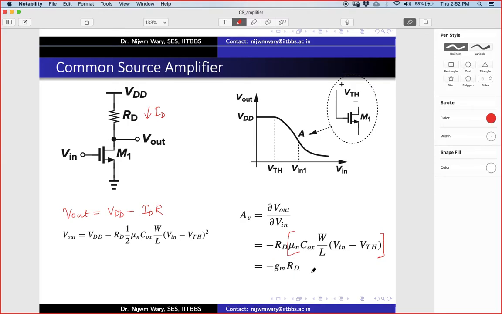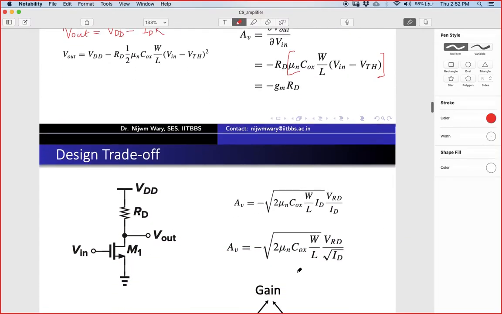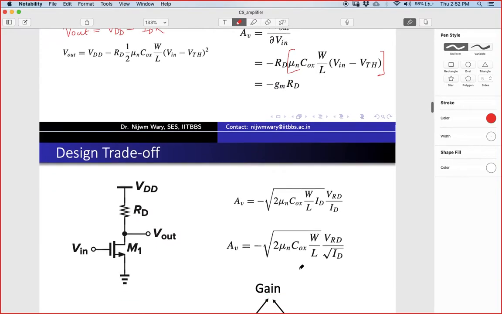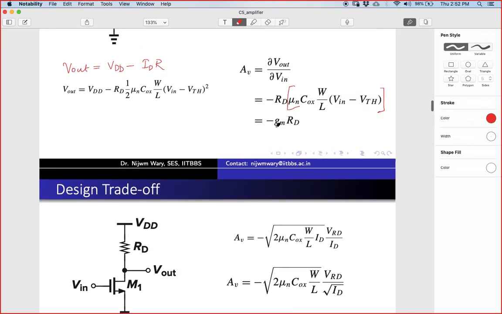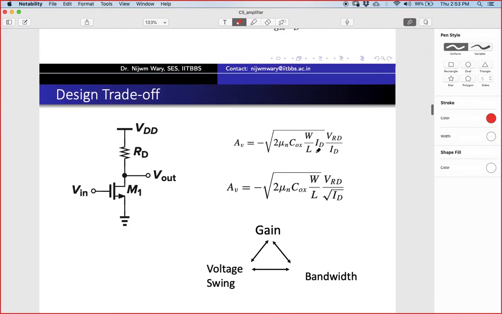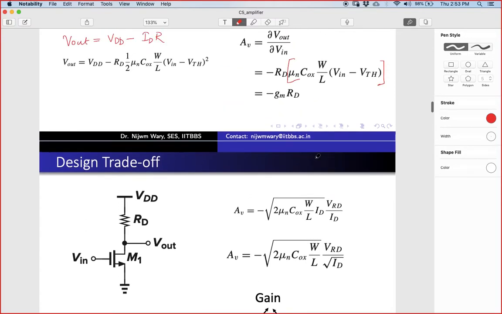So this is one way of seeing the common source amplifier. There are different ways to come to the expression of minus gm RD, but this is one of them. Now we can write the expression of gm. Last time we saw that gm has different expressions. If I use this one, the square root of 2 mu n Cox W/L ID, this is also one of the expressions of gm.